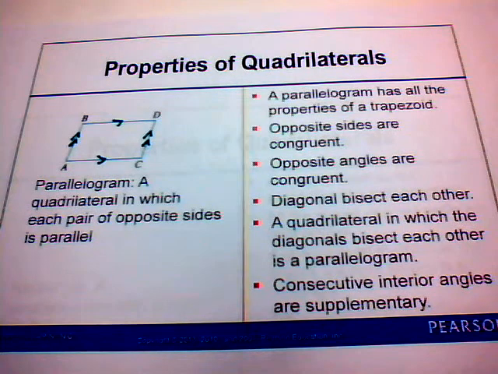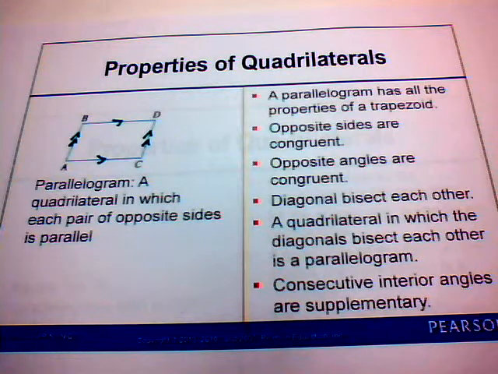And those are the markings that we use for showing that one side is parallel to another side. And here's some properties for that. A parallelogram has all the properties of a trapezoid. What that means here is that the consecutive angles between parallel sides are supplementary. So it has that property.